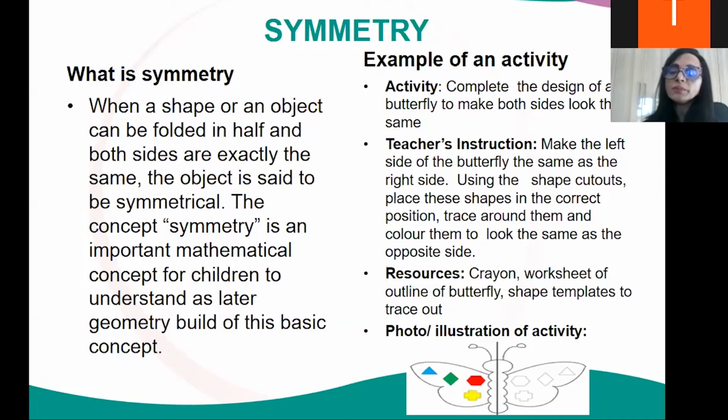Using the shapes, cut out the pieces and place these shapes in the correct position. Trace around them and color them to look the same as the opposite side. Okay, that is the instruction that you would give to the children to complete this activity. And the resources. Resource is another name for learning materials. In this activity, the children will need to use crayons, a worksheet with an outline of a butterfly, and the shape templates to trace out, and then you will take a photo or draw for the activity as you see here.